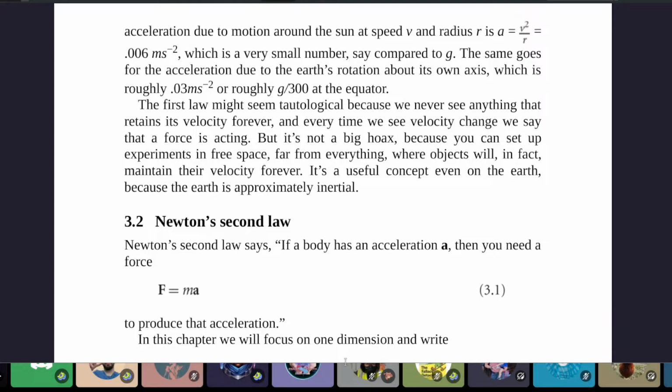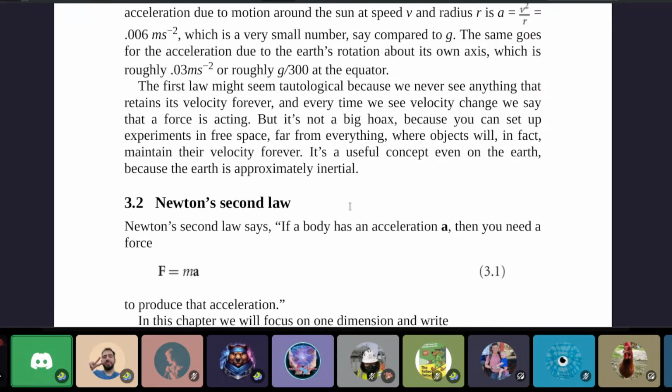All right. The first law might seem tautological because we never see anything that retains its velocity forever. And every time we see velocity change, we say that a force is acting. But it's not a big hoax. No, it's not. Because you can set up experiments in free space far from everything where objects will, in fact, maintain their velocity forever. It's a useful concept even on the Earth because the Earth is approximately inertial.